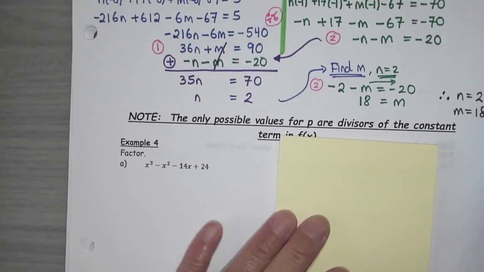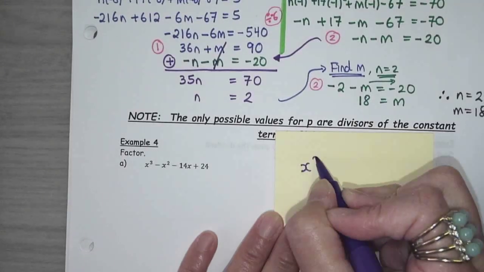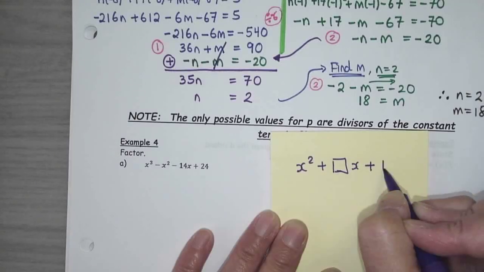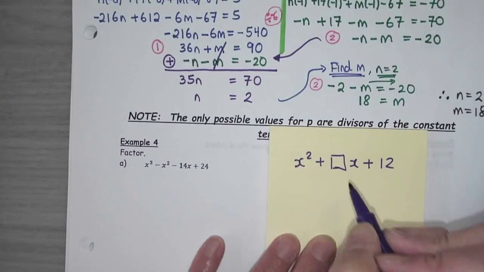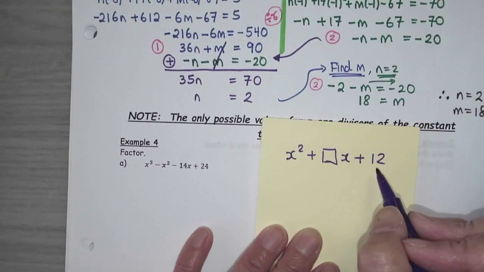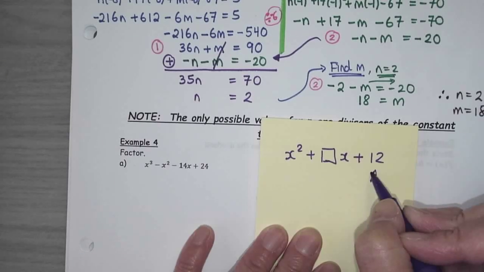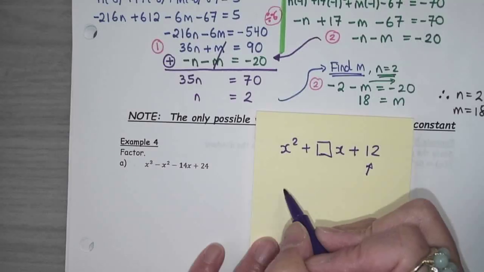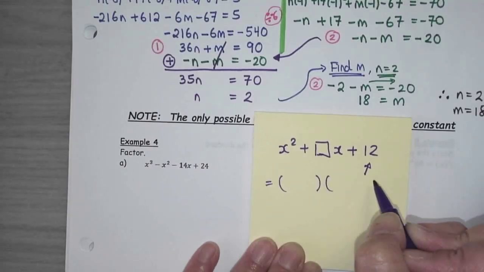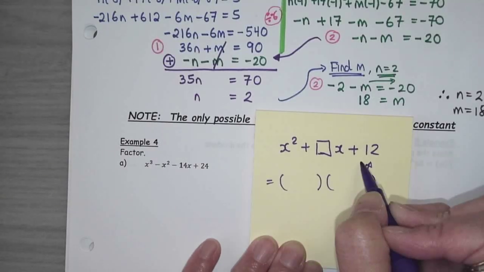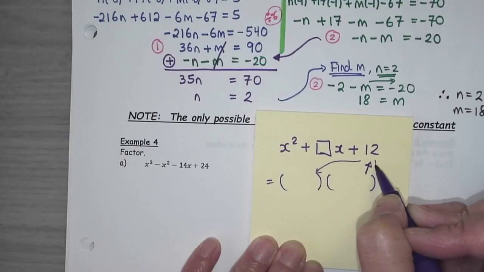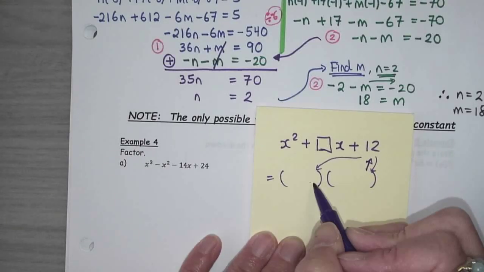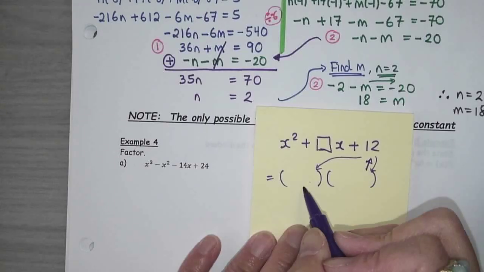Okay, so let me look at a trinomial. If I said to you x squared plus something x plus 12, so pretend there's a number there. If I was going to factor that, I would look for what multiplies to 12 and adds to the middle term. So my brackets, when you look at this, I know that that 12 would go here and here. So it's either going to be 1 times 12 or 2 times 6 or 3 times 4, right?